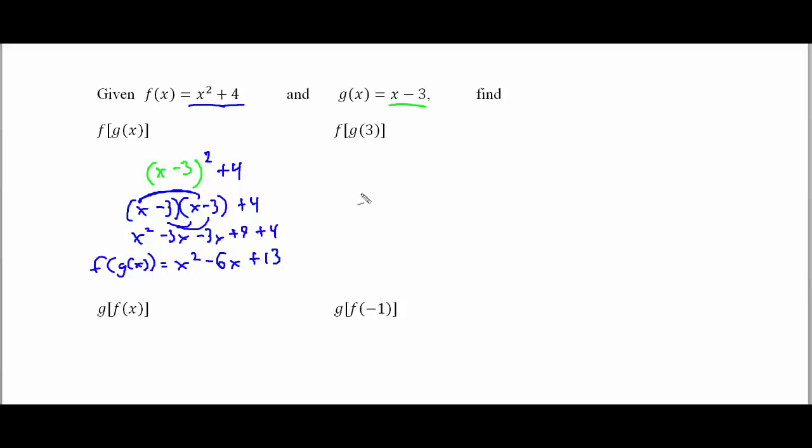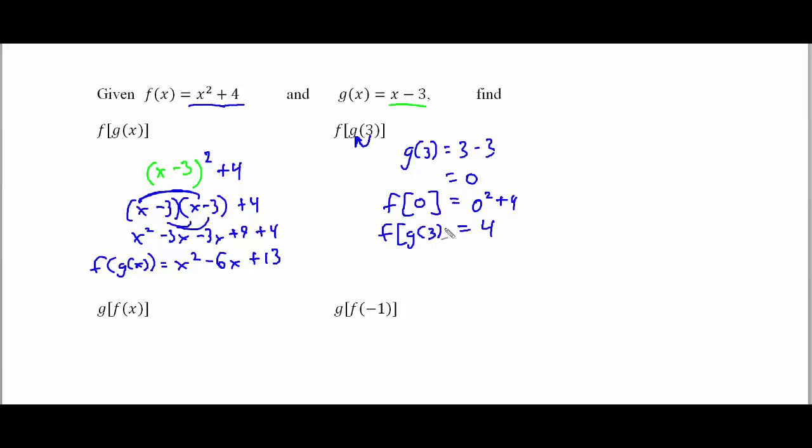Now, there's one of two ways you can do this problem to the right. We can do this like we did before, where you plug 3 into g, so g of 3 is equal to 3 minus 3, which is 0. And then you can plug the 0 into f, so f of 0, I think there's a video game joke in there somewhere. So f of 0 is going to be, plugging 0 in for x, 0 squared plus 4. So my answer is 4, or f of g of 3 is equal to 4.